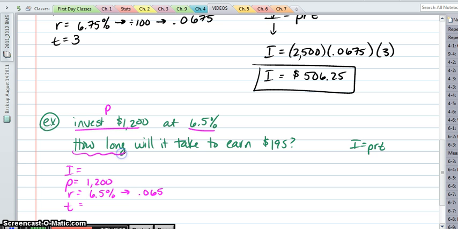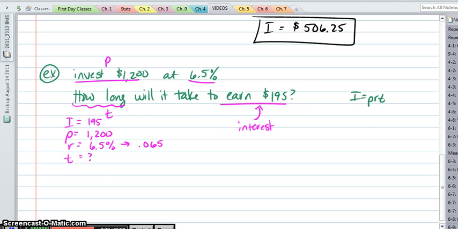And then the question is how long. That refers to time. So that's what we're going to be figuring out here. It says to earn $195. Well, remember, what do we earn? Interest. So that is referring to the interest earned. What's invested is the principal amount. So you need to be careful where you put your monetary amounts. You don't want to mix them up.